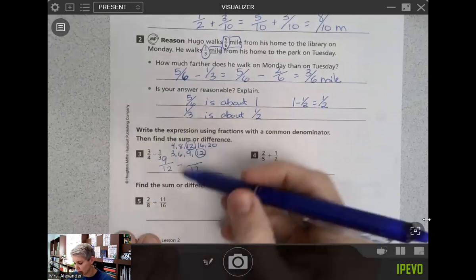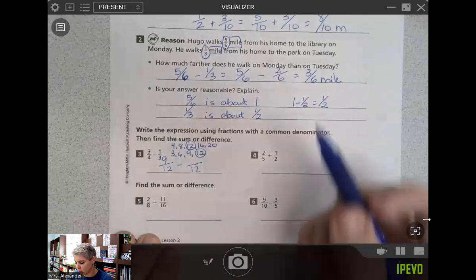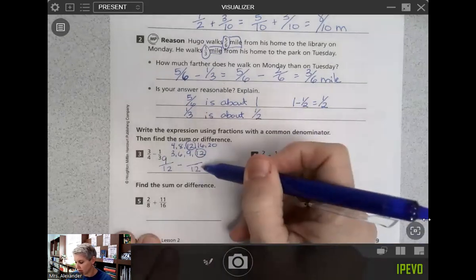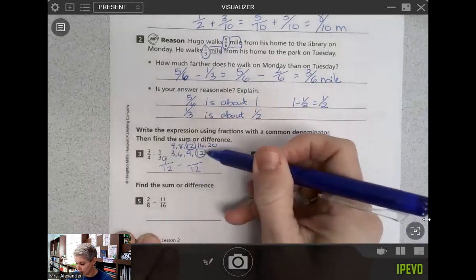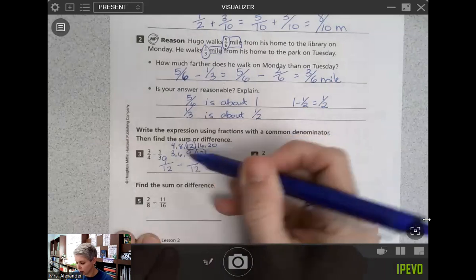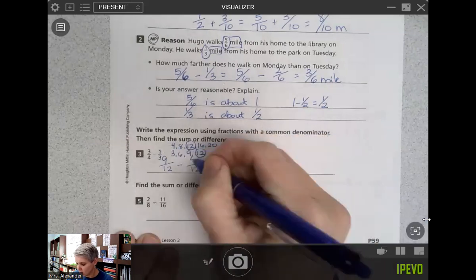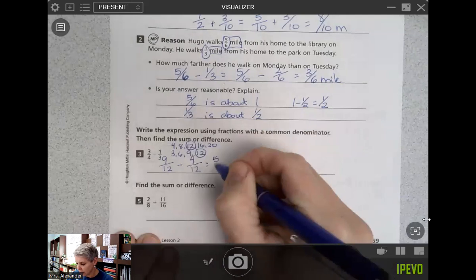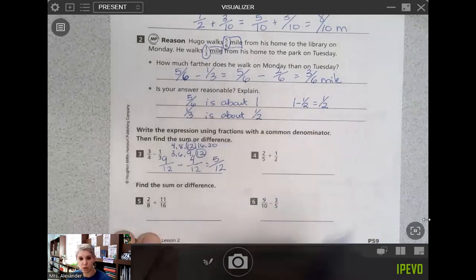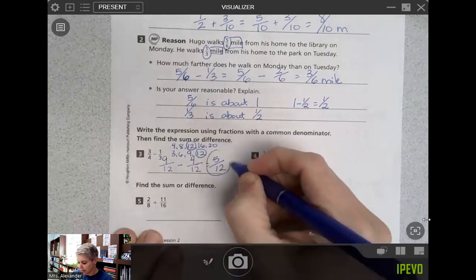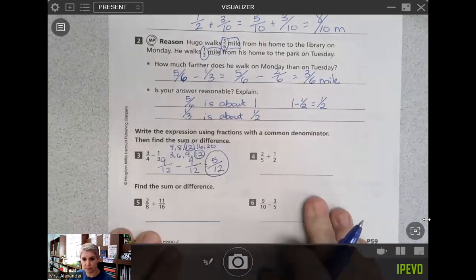I get 9/12 is the equivalent fraction of 3/4. 1/3. 3 times what is 12? 3 times 4 is 12. 1 times 4 is 4. When I subtract, we get an answer of 5/12. I'll circle that because I did a lot of work there.